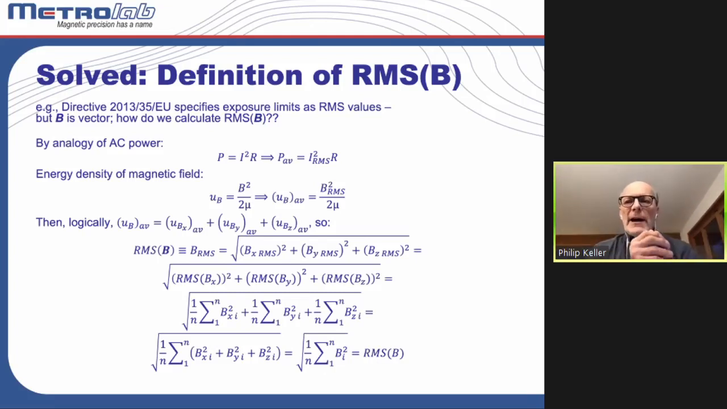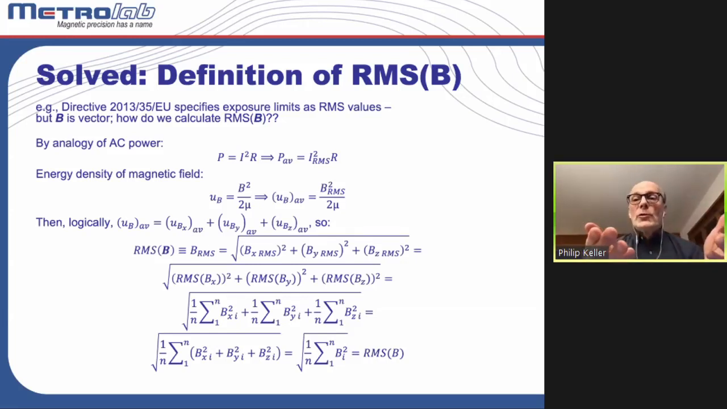If you want to calculate this RMS value, for example, this document here, this European Union directive that specifies limits for exposure to electromagnetic radiation, it refers to RMS values, but nowhere does it tell you how you calculate these RMS values. And what do you mean, RMS of the magnetic field? The magnetic field is a vector, and I don't know how to calculate the RMS value of a vector.